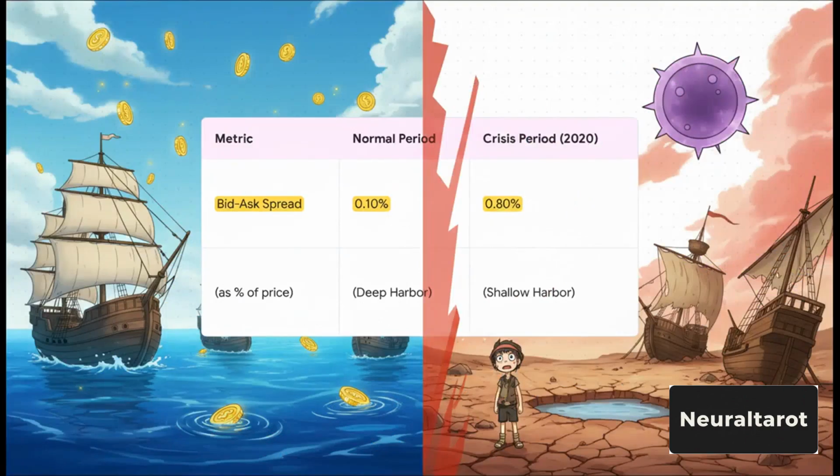And this shows you what that looks like in the real world. That bid-ask spread, the cost of trading, it jumped from a tiny 0.10% in a normal period to 0.80% during the 2020 crash. I mean, that's an 800% increase. The harbor didn't just get a little shallower. It practically turned into a desert, making every single transaction incredibly expensive and disruptive.